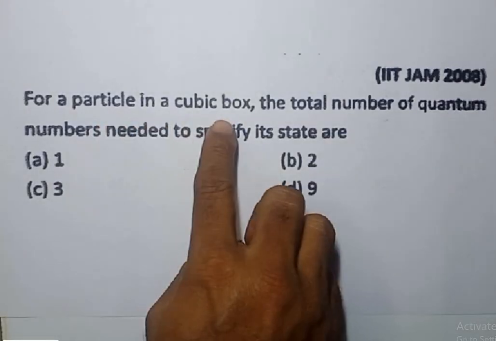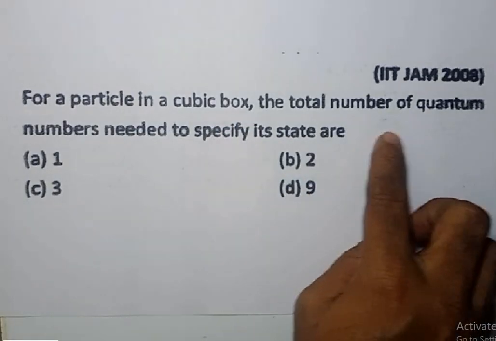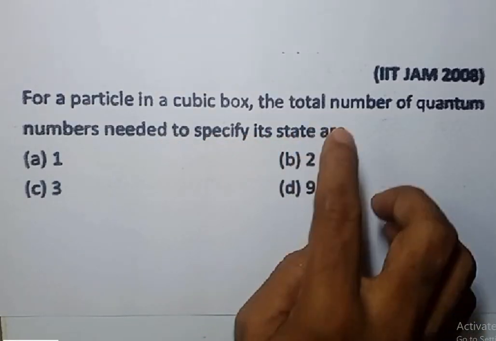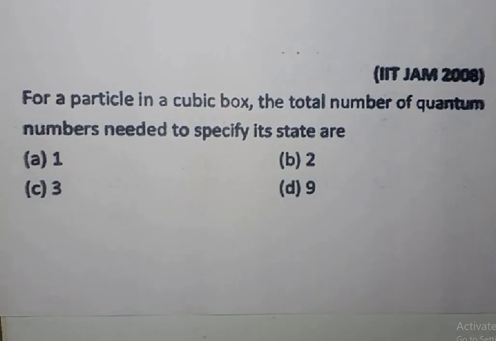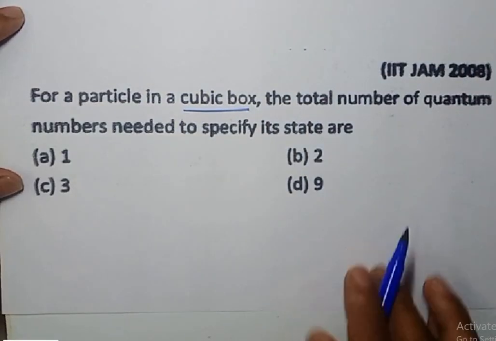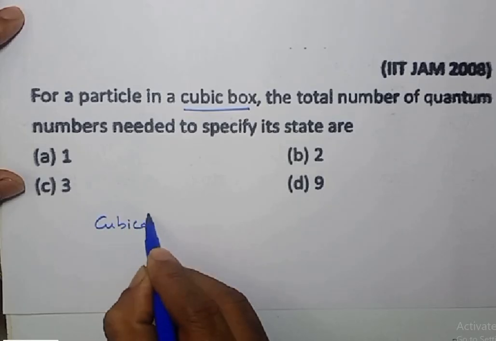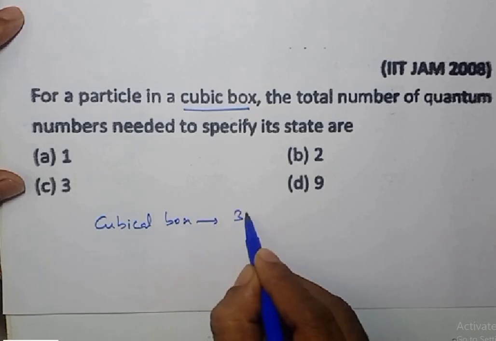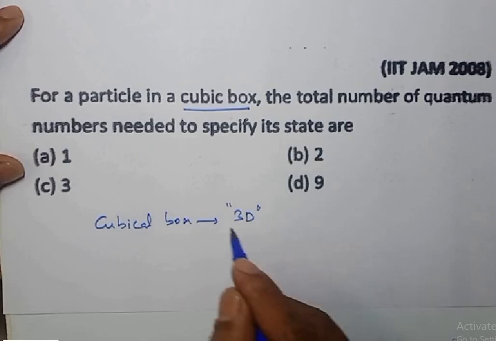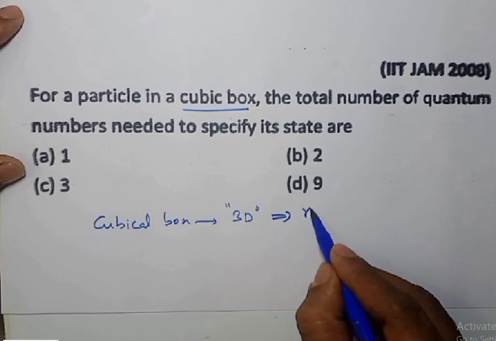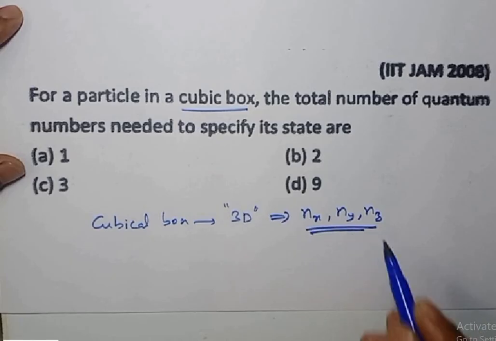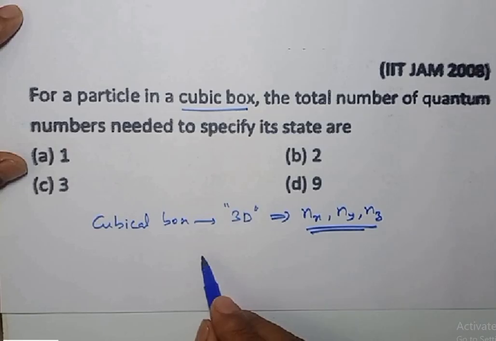For a particle in a cubical box, the total number of quantum numbers needed to specify its state is asked. This question appeared in IIT-JAM 2008. Listen, it's a very simple question. Cubical box means 3-dimensional box. For each dimension, you need one quantum number. So there are 3 dimensions, so you require 3 quantum numbers. We represent them as nx, ny and nz.